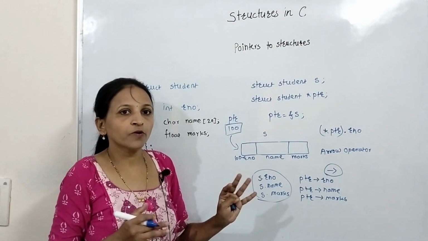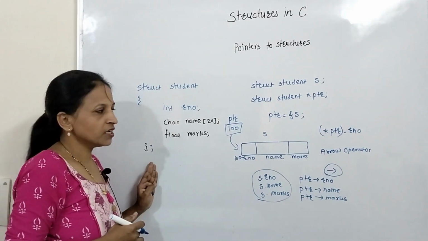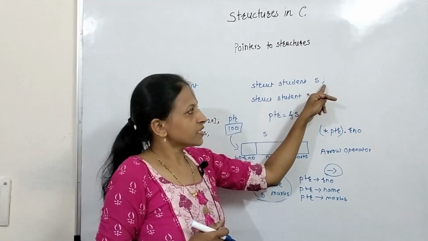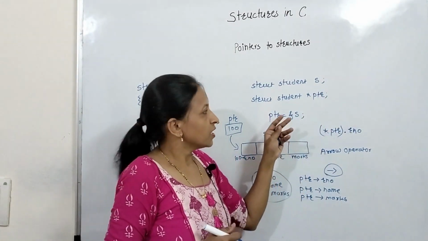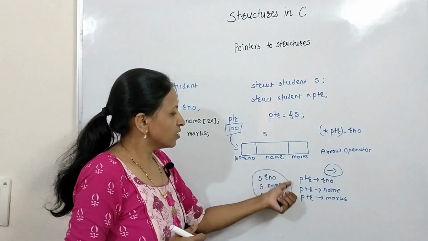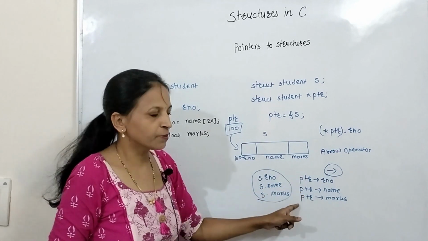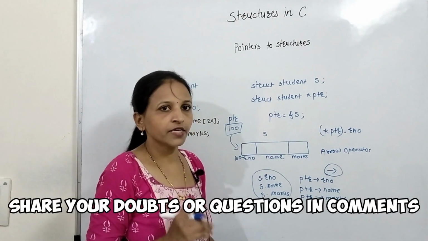If you want to write a program for this, you can easily write it like this: write struct student, then create these two variables S and star PTR, and in that PTR we have to store the address of that S. Here you can store information with the help of S, and you can access that information with the help of PTR. You can try it.